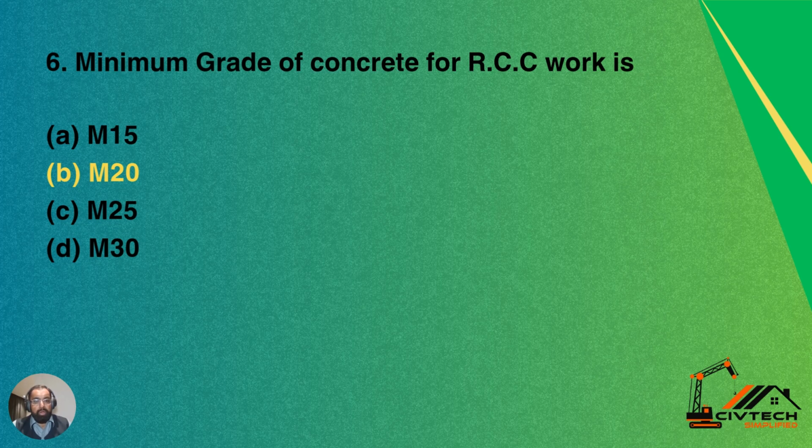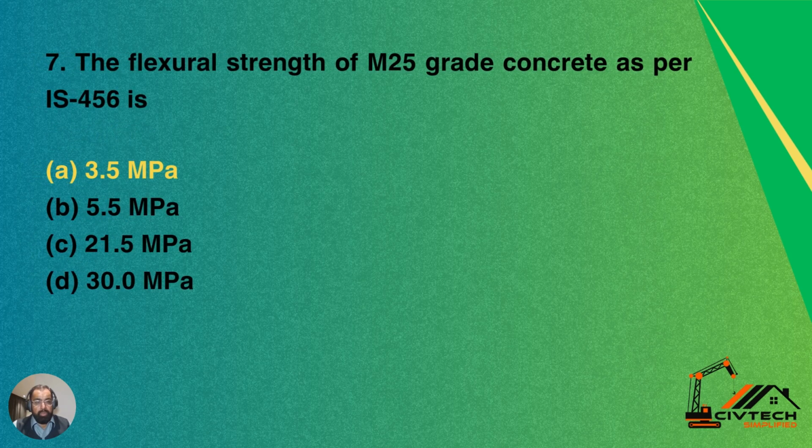Question 6. Minimum grade of concrete for RCC work. Minimum grade of concrete for reinforced cement concrete work is: option A, M15; option B, M20; option C, M25; option D, M30. So the minimum grade of concrete for RCC work is M20. Option B is the correct answer.